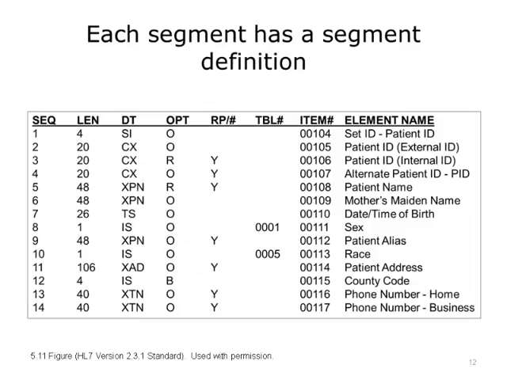Each segment has a segment definition. This is the segment definition for the patient identification segment, PID. A segment definition includes a sequence number, which is just a logical sequence of the field within the segment, a suggested maximum length for the field, and a data type for the field. The data type can be simple or complex, and if it is complex, then it is further broken up into components and subcomponents.